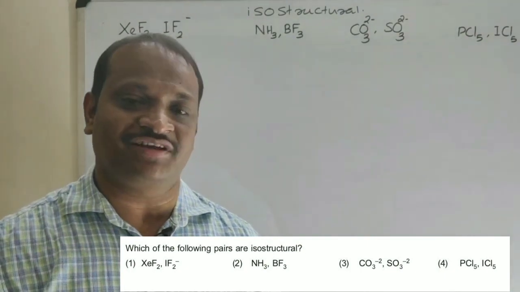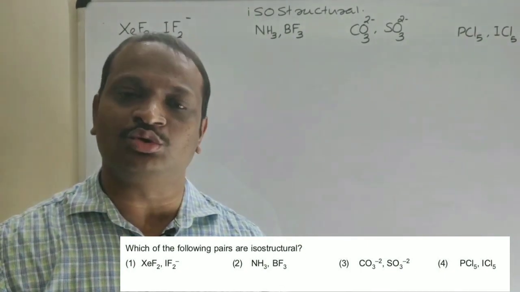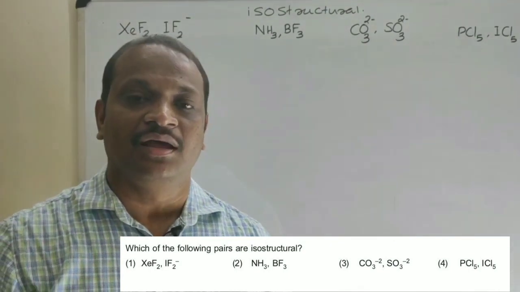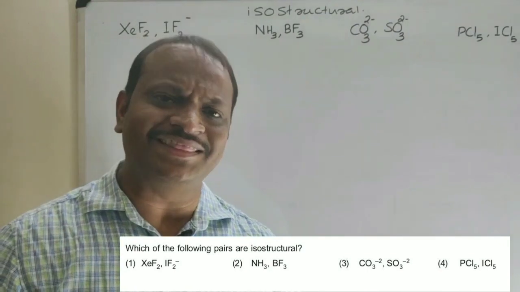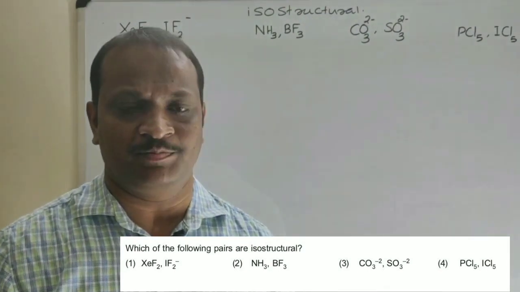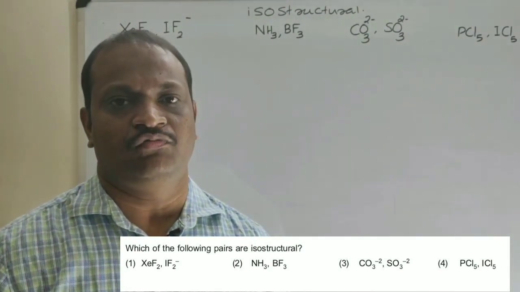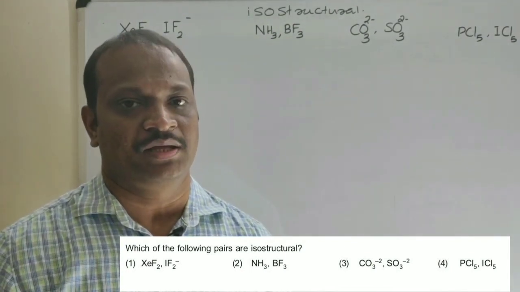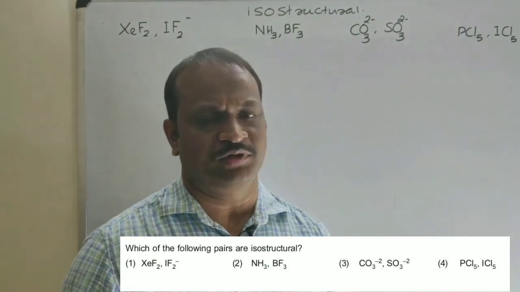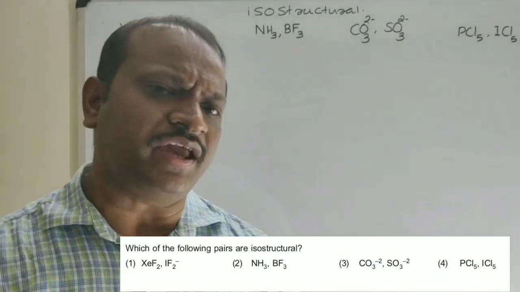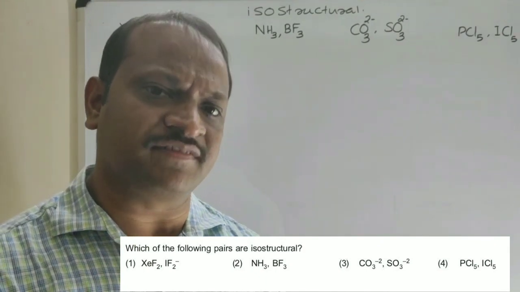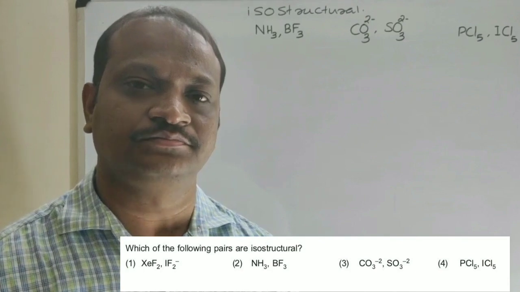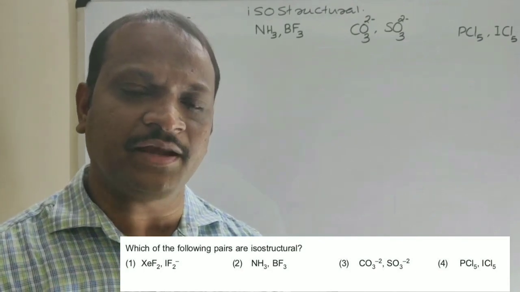Actually, to find isostructural species, we need to find out the lone pairs, bond pairs, and the geometry of the compound. Really speaking, we have to go that way. But apart from that, we have a shortcut here, though it may not work everywhere. Try to understand one thing: if the number of electrons is the same, then they will have the same structure and geometry. Most of the problems are designed in that manner only.